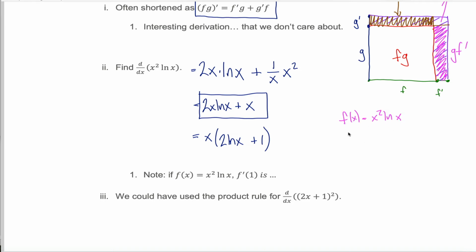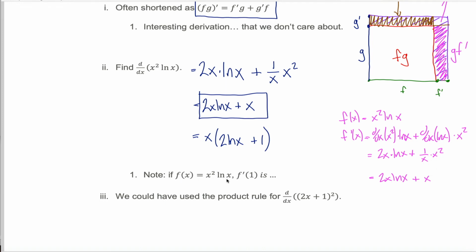If my function is x squared natural log of x, then the derivative using the product rule is just the derivative of the x squared times the natural log of x plus the derivative of the natural log of x times the x squared. And the derivative of x squared is 2x. So I take that 2x times the natural log of x and then add to that the derivative of natural log of x, which is 1 over x times x squared. And I get the same result that I came up with before, that f prime of x is 2x natural log of x plus x when I simplify this part.